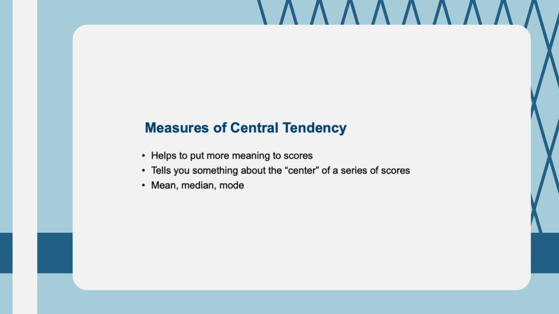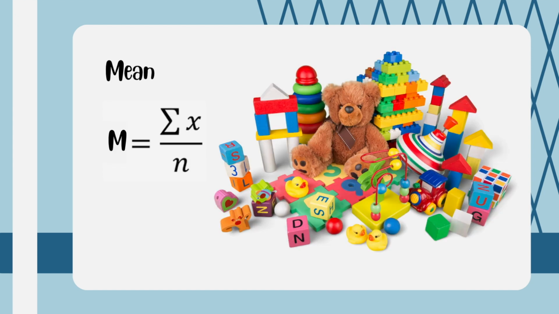And this helps us put meaning to scores. It tells us something about the center of a series of scores and focuses on the mean, median, and the mode. So let's have a little bit of fun checking those out. Let's imagine that we're talking about your favorite toy collection, and we want to figure out where most of your favorite toys are placed. Measures of central tendency help us understand where the center of our collection is.